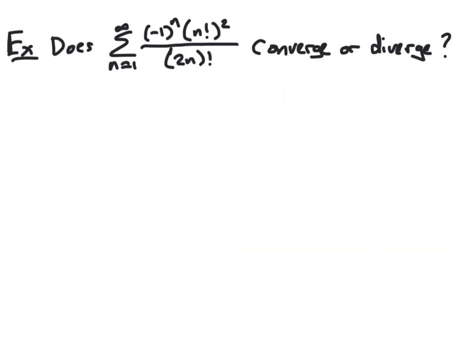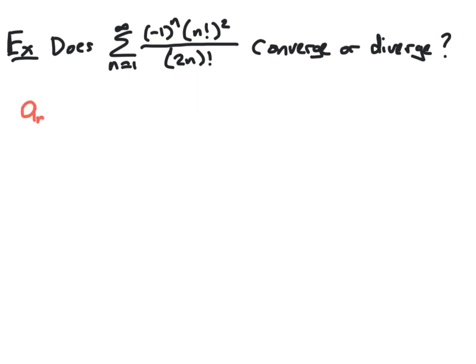In this example, we want to determine whether the series from n equals 1 to infinity of (-1)^n times (n factorial) squared over (2n) factorial converges or diverges. Because we have multiple factorial expressions in our term for our series, the ratio test is a natural test to try to use in order to determine whether this converges or diverges.